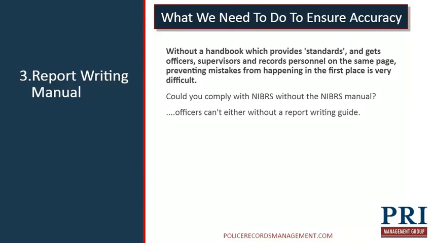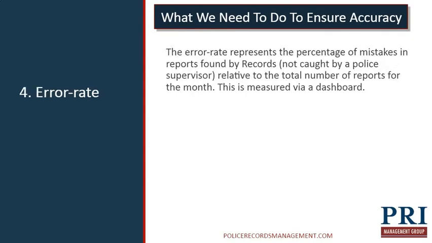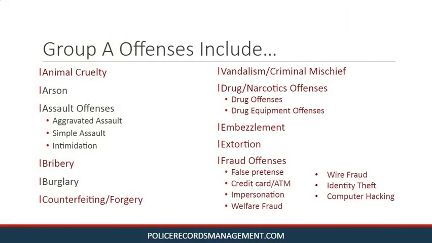And the fourth point relates to the dashboard. The error rate represents the percentage of mistakes in reports found by the records folks that were not caught by a police supervisor. We need to measure that on a month-to-month basis. What is that error rate? Is it high? Is it low? We need to get it down really below 4%, and it needs to track all the mistakes that can happen in all the different types of NIBRS offenses.